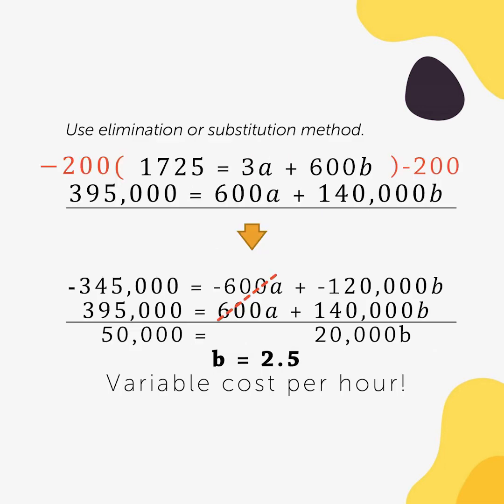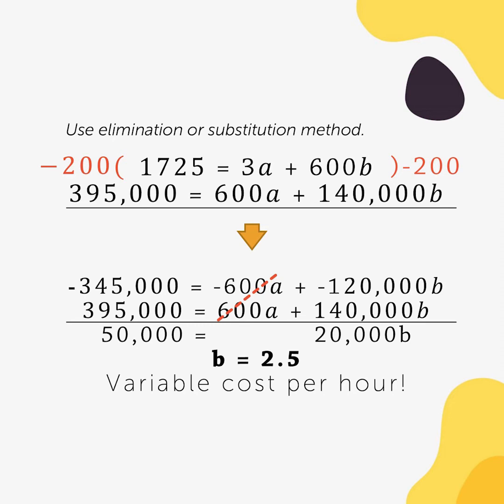Yun, dito na papasok si paring algebra. To solve for A or B, we can use elimination or substitution method. Ang favorite kong gamitin dito is the elimination method kasi we simply have to multiply either of the equations. In this case kasi napansin natin na ang mababang figure dun sa pangalawang equation is 600. So tatapatan lang natin siya by multiplying the first equation, lahat ng terms, by negative 200.